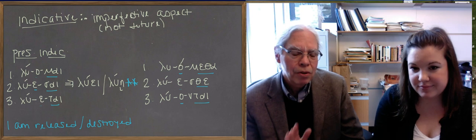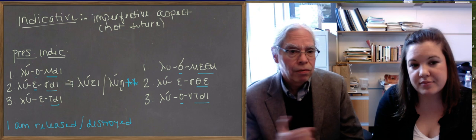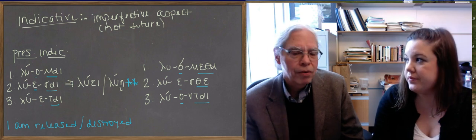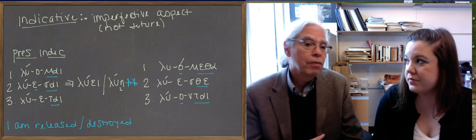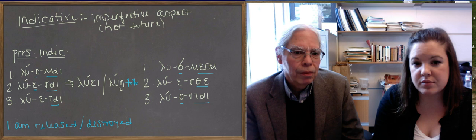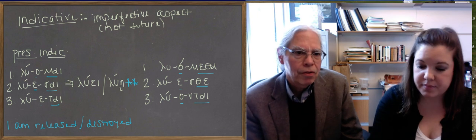But the language tolerates those kinds of ambiguities, partially because those are such different situations. The person is different, the one's active, the other's middle or passive, and so forth. Okay, so in the plural, you don't have this problem. You have the thematic vowels, O, E, O, or the way they alternate through the three persons, and the endings methoa, sthe, and ntai. Let's switch to the next screen.